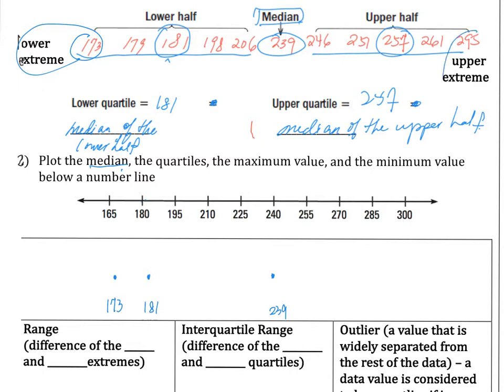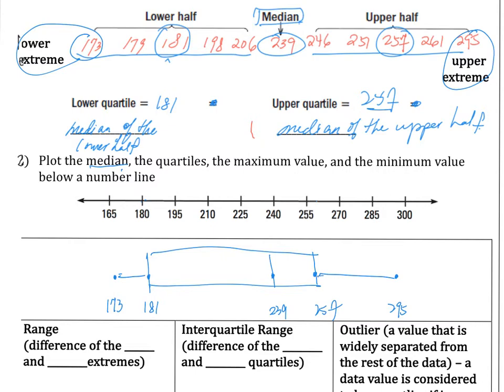Then you have your upper quartile, 257, first. That's about here. And then the upper extreme of 295. Please label these numbers. And now we're ready to draw our box. So here's the box. And then your whiskers.